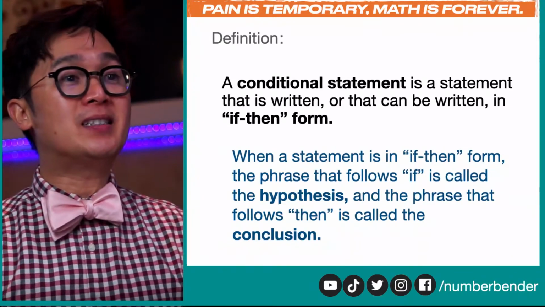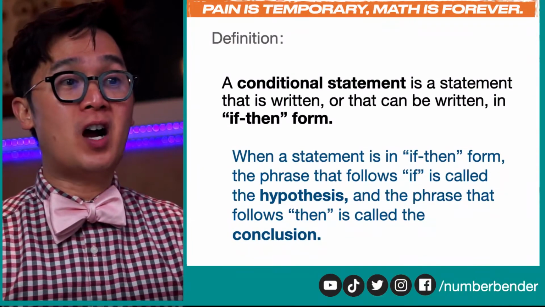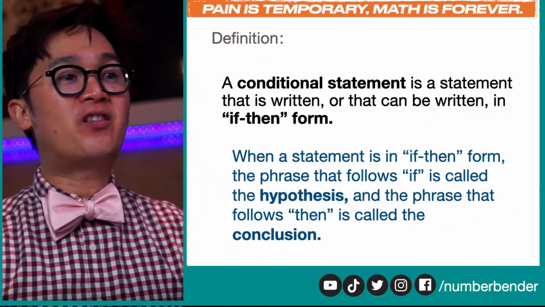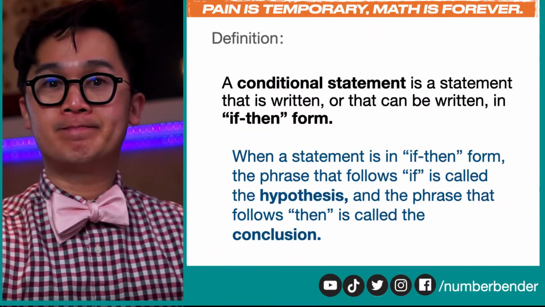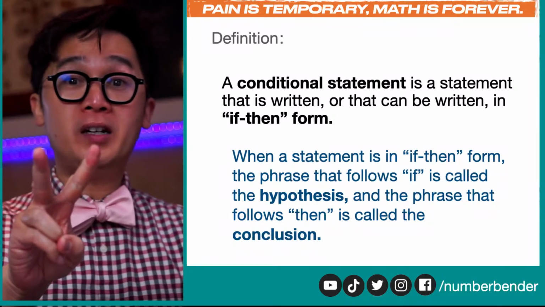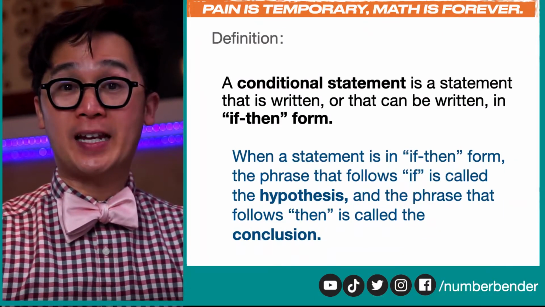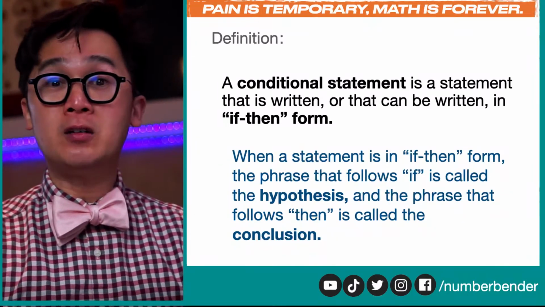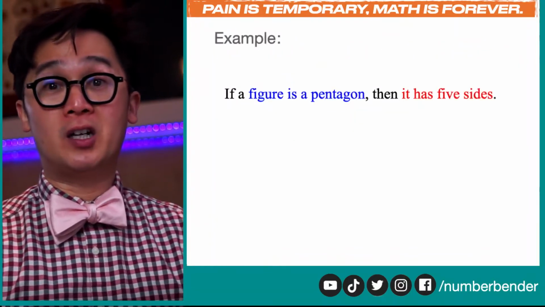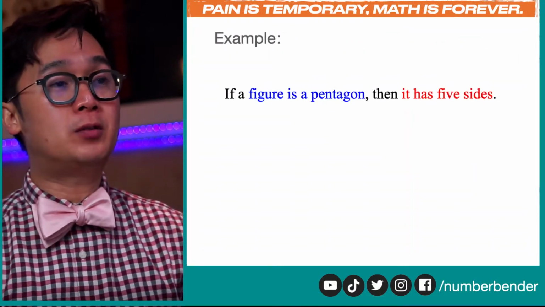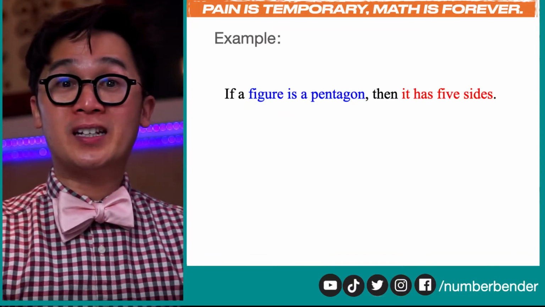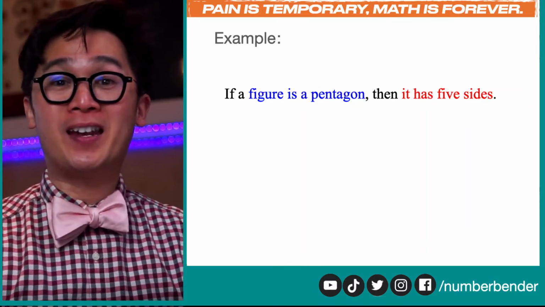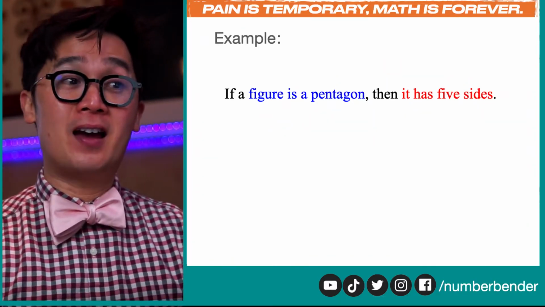So, when a statement is in if-then form, the phrase that follows if is what we call the hypothesis, and the phrase that follows then is called the conclusion. So we have two parts of the if-then form statements, or the conditional statements. We need to be able to identify the hypothesis and the conclusion in a particular statement. Technically, in mathematics, we call this statement a conditional statement.